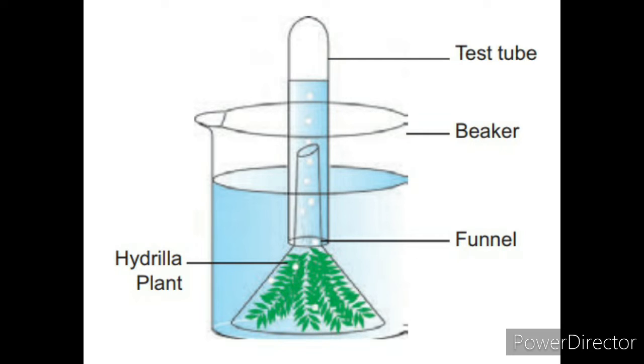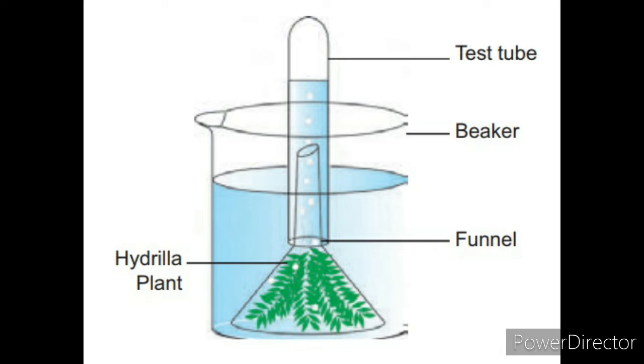Now you can see in the diagram what the apparatus are. Here you can see a test tube, beaker, funnel, and hydrilla plant. Right children? Very simple instruments are used in this experiment. This experiment is also known as the hydrilla experiment. We are doing this experiment to show that oxygen is released during photosynthesis.